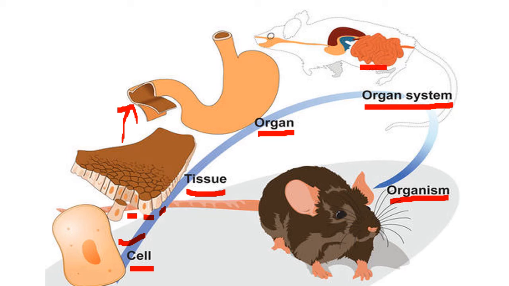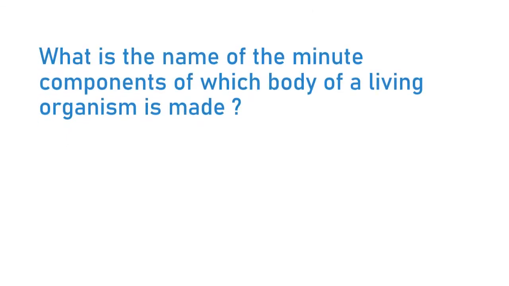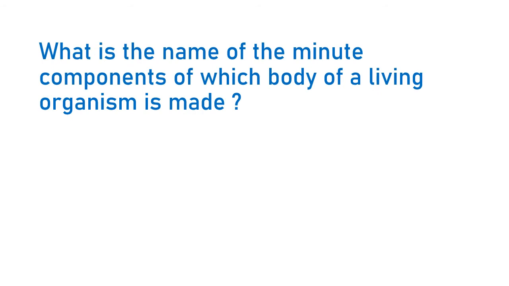Okay, so let us proceed ahead. Now, this rat is a multicellular organism. Multicellular organisms are organisms which are made up of more than one cell, and you also have unicellular organisms. But before that, let me ask you a question: what is the name of the minute components of which the body of a living organism is made? The smallest component of the body of a living organism is nothing but a cell. So I hope everyone knows what the smallest component of the human body is.